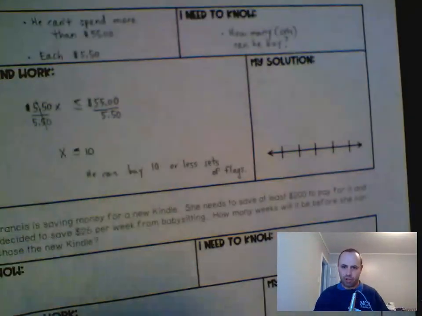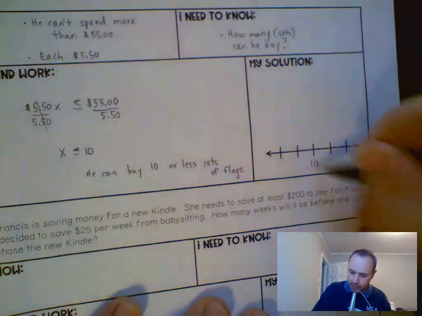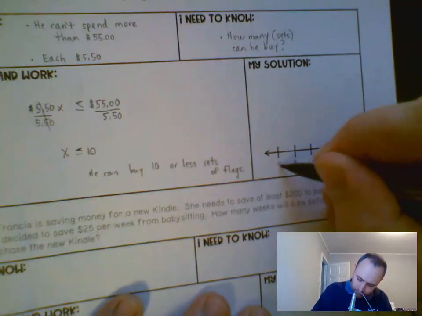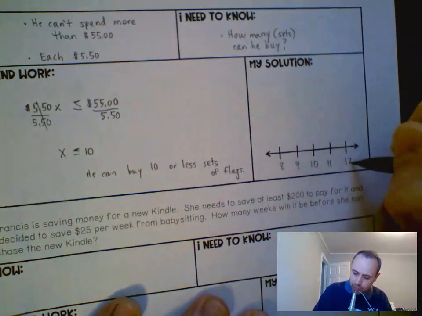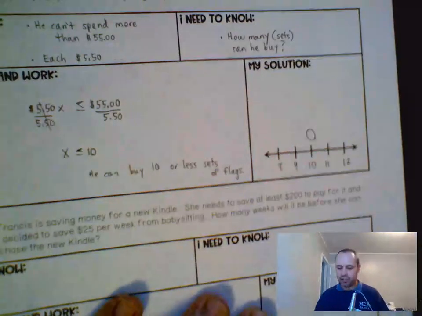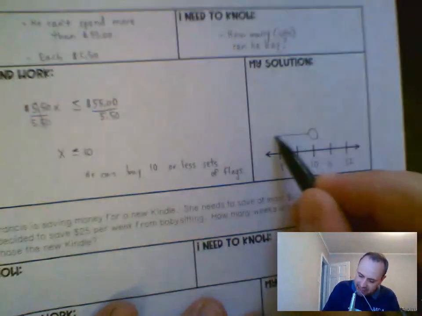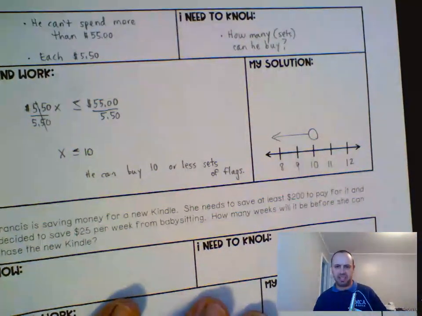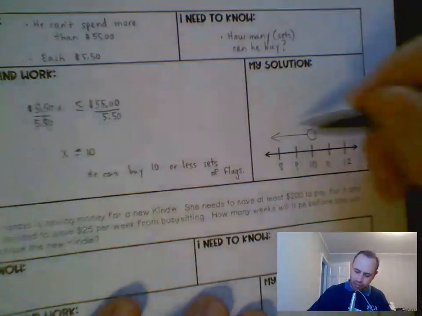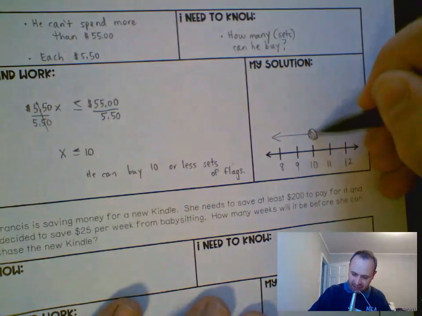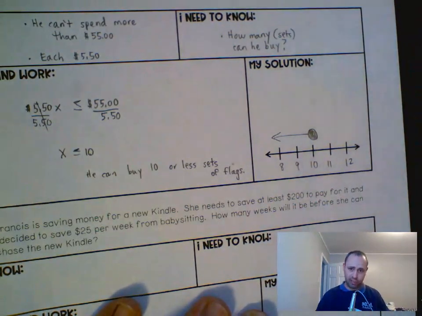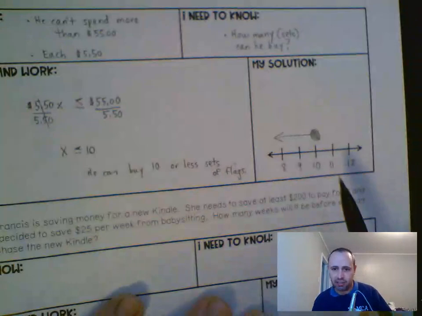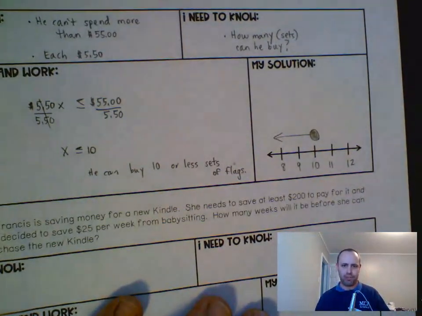Okay, the way you'd show this is you'd put your 10 in the middle, and then you'd put your circle here, so he can buy 10 or less. And since he could indeed buy 10, you'd have to shade this in. If it said just less than 10, then that'd be hollow. But since it says 10 or less, you'd shade that in. All right, there's number one.